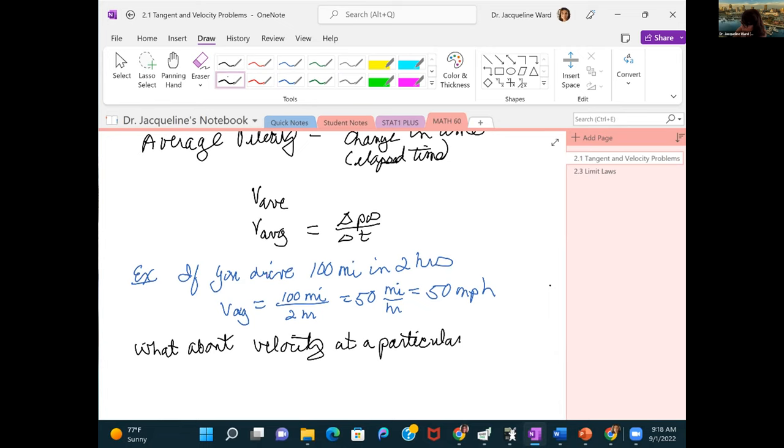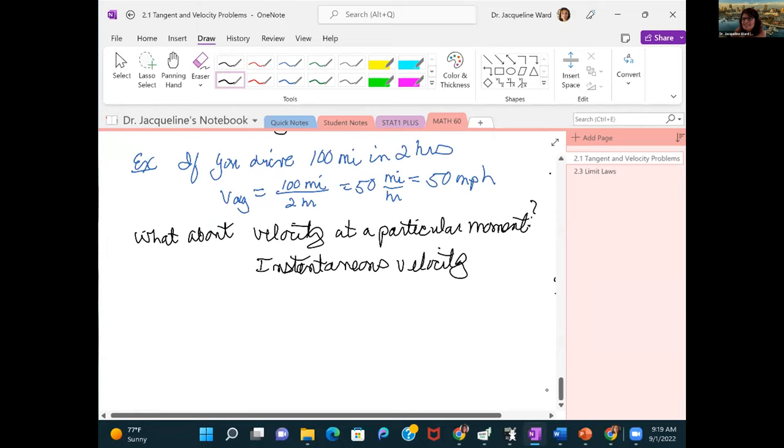So at a particular moment or instant, that's called the instantaneous velocity. That's what you're getting when you look at your speedometer. It's literally at that moment you're looking, it's giving you your instantaneous velocity. That instantaneous velocity is the limit of average velocities, as we're going to see.